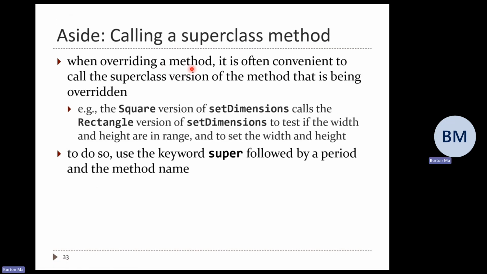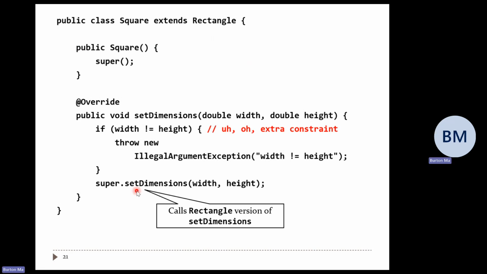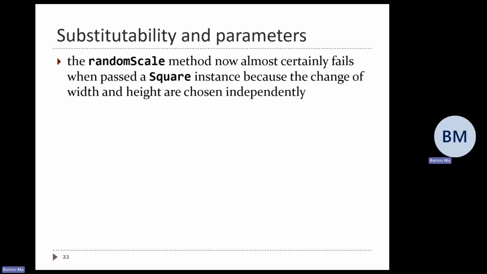Okay, so when you override a method in a subclass, it's often very convenient to call the superclass version of the method, right? And this is what the square version does, right? I need to change the actual size of the shape, right? I could write this width equals width and this height equals height, but there's already a method that does that for me, and it's called set dimensions, right? So I should probably use that method instead.